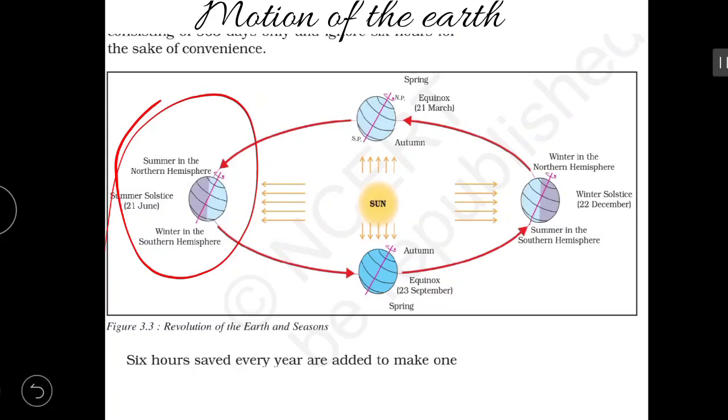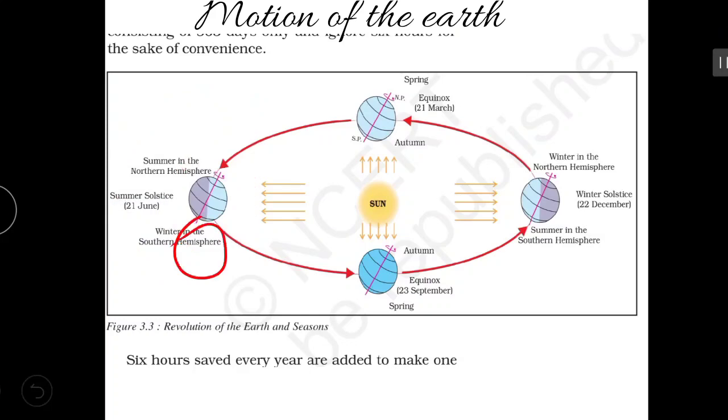Why? Because this is the earth and it is tilted. The northern part is tilted and the southern part is away. Okay, so here the northern hemisphere is tilted towards the sun, so the rays of the sun fall directly on the Tropic of Cancer. This part is tilted towards the sunlight, so definitely it will receive more sunlight, and this area will be more heated.